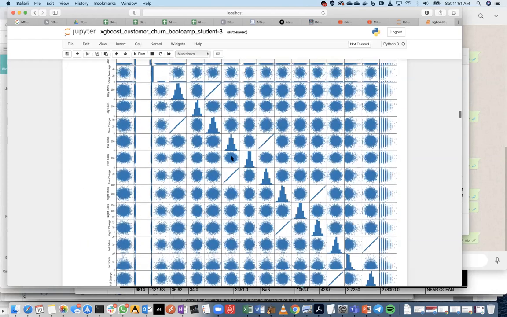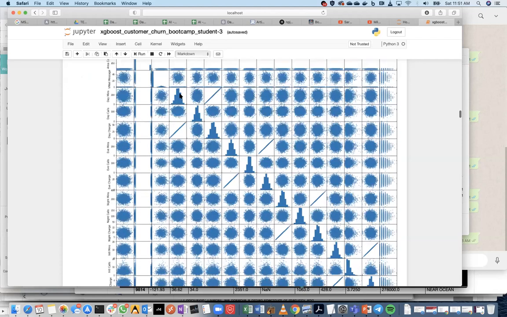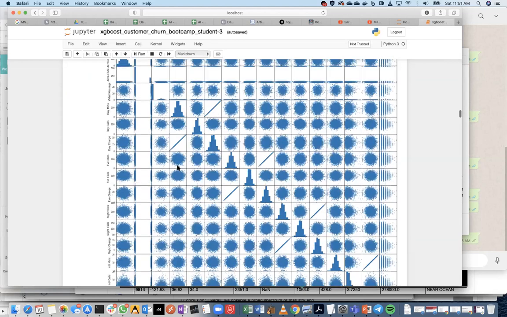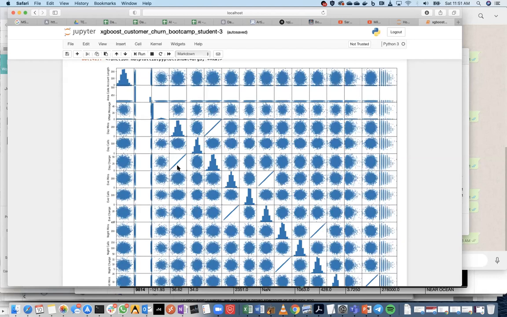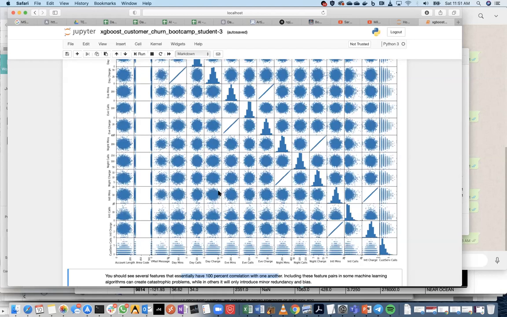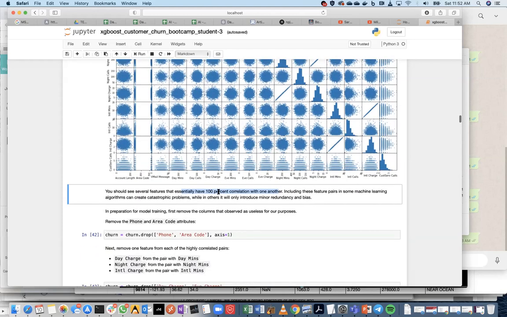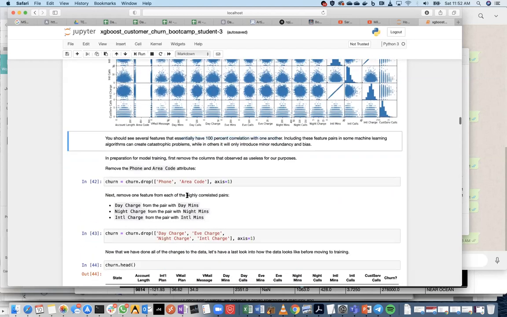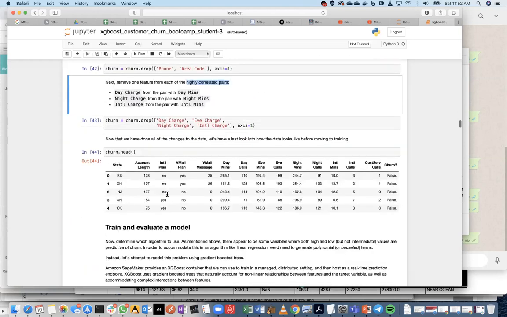And then I started to see another function where I would find these perfectly straight lines. And I started to see, oh, this is day minutes. And we know that you have to look at the other one, the day minutes and the day charge. Those two will almost cause your model to overfit, because they're very highly correlated. So you just need to keep one, because it's going to provide the same pattern recognition. So that's what I learned from that.